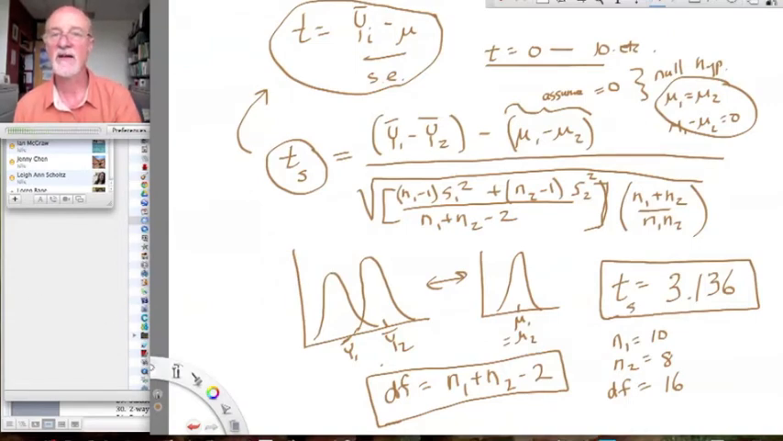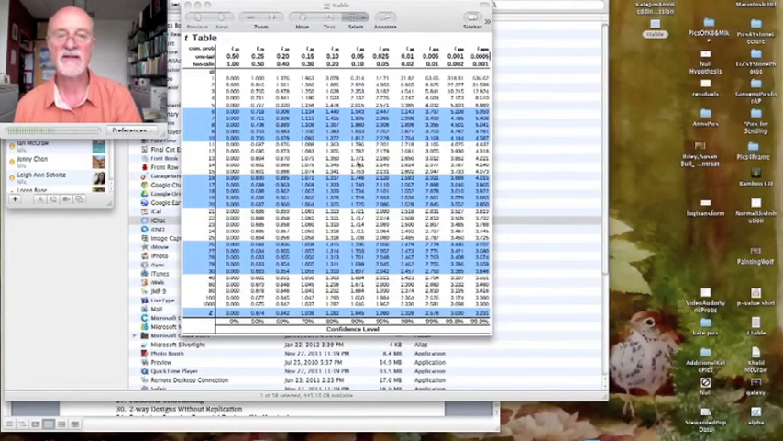3.136. Okay, we're gonna... All right, so typically what I would do is start out by looking at the column that contains a two-tailed test with an alpha level of 0.05.